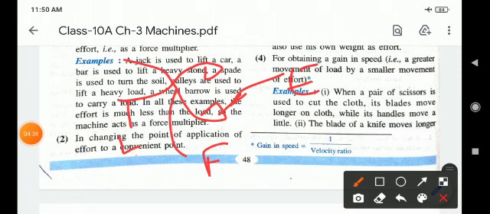Children, fourth point, for obtaining a gain in speed, a greater movement of load by a smaller movement of effort. Children, see the picture. When a pair of scissors is used to cut a cloth, its blades move longer on the cloth, while its handles move a little. It has effort, it has load, and it has fulcrum. Second point, the blade of a knife moves longer by a small displacement of its handle. Here the effort is more than the load.